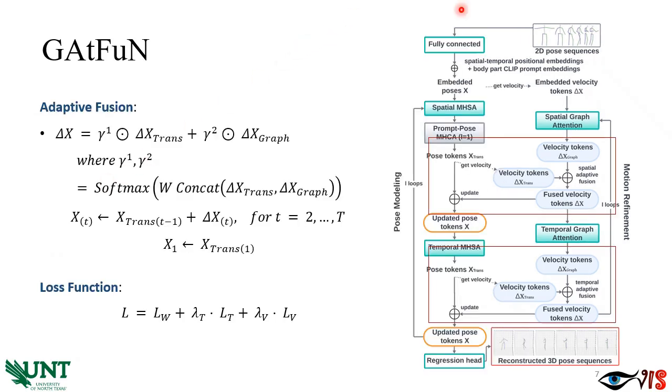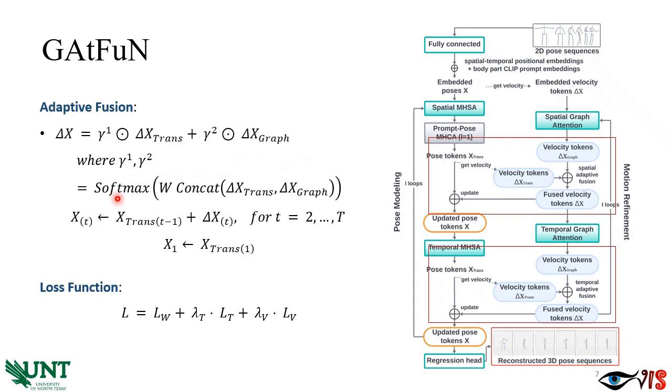After processing, we fuse the transformer stream and the motion refinement stream outputs at the velocity level with the equation delta x equal to gamma 1 element-wise multiplied with the delta x of the transformer stream plus gamma 2 element-wise multiplied with the delta x of the graph stream, where gamma 1 and gamma 2 come from the softmax of a learned linear transformation over the concatenated velocities. This allows the model to adaptively trust either the semantic-rich transformer stream or the smoothness-enforcing motion refinement stream, depending on the reliability of each.